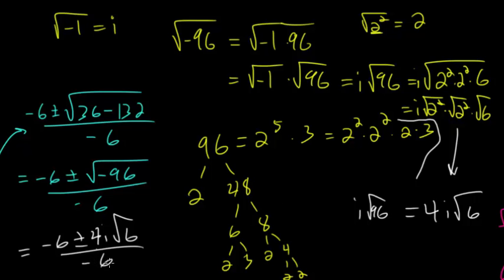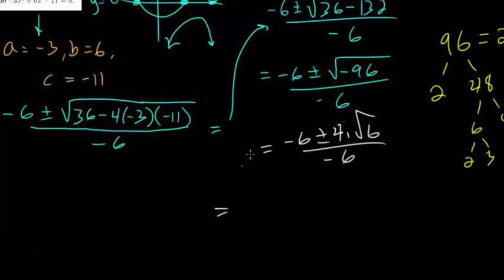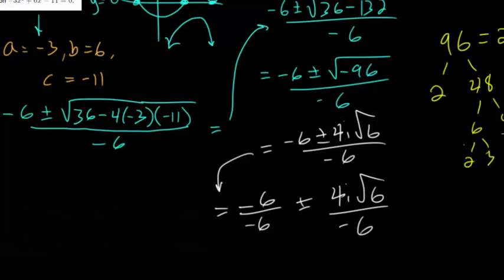Now, this negative 6 is dividing into both of those terms. So we could separate it into 2 separate fractions and then simplify each separately. So we have this minus 6 divides into this term and into this term. You've got to be careful when you're dividing a binomial by a number. So you have minus 6 divided by minus 6, and then we have plus or minus 4i root 6 over minus 6. And by separating it into 2 fractions, now it's a little bit easier to simplify.